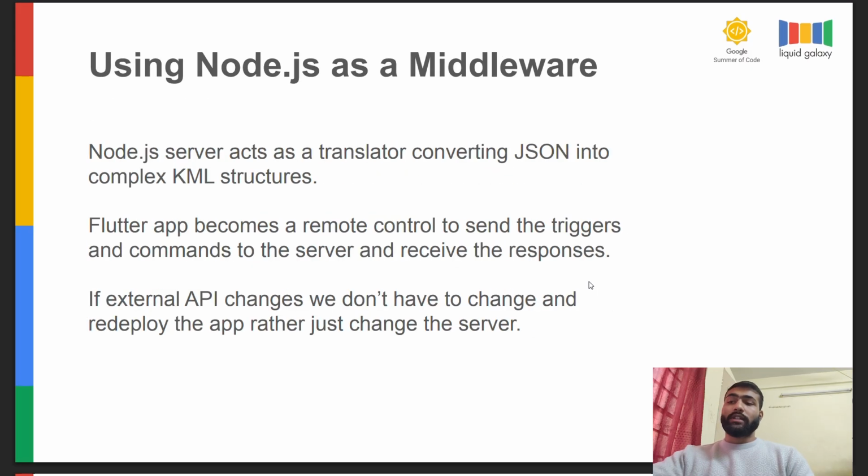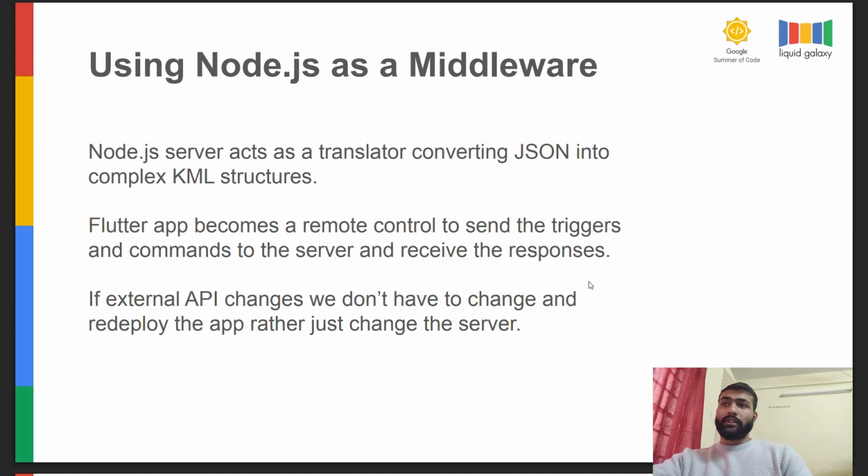The Node.js server we have created acts as a translator to convert JSON files into KML files, which get displayed on the rig using server commands. If the external API changes, we don't have to redeploy or reinstall the app. We just have to change the external API and the whole work is done. We don't have to touch anything else. So it is also scalable and more efficient.